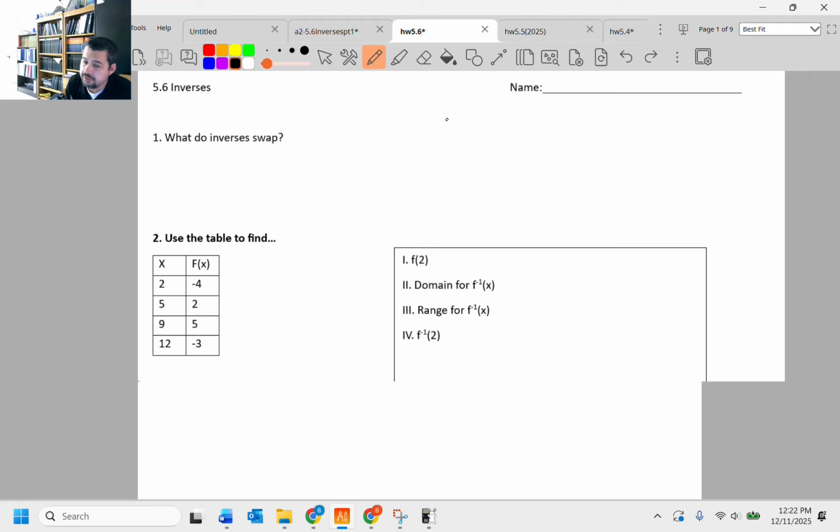So verbally, I'm going to give you the answer to the first question. Inverses swap domain and range. That's what they do. Moving on to number 2, use the table to find.